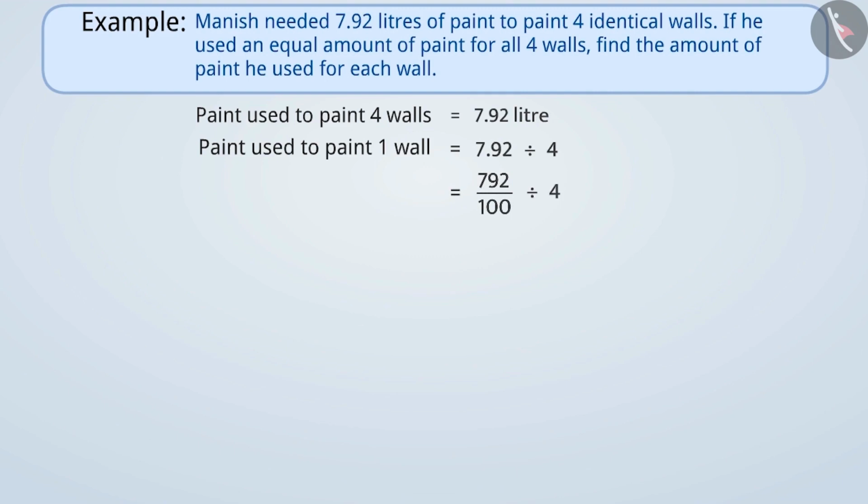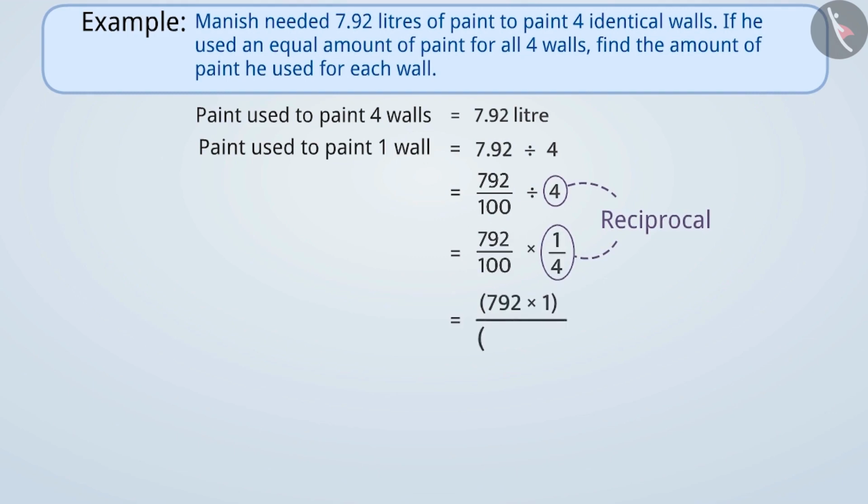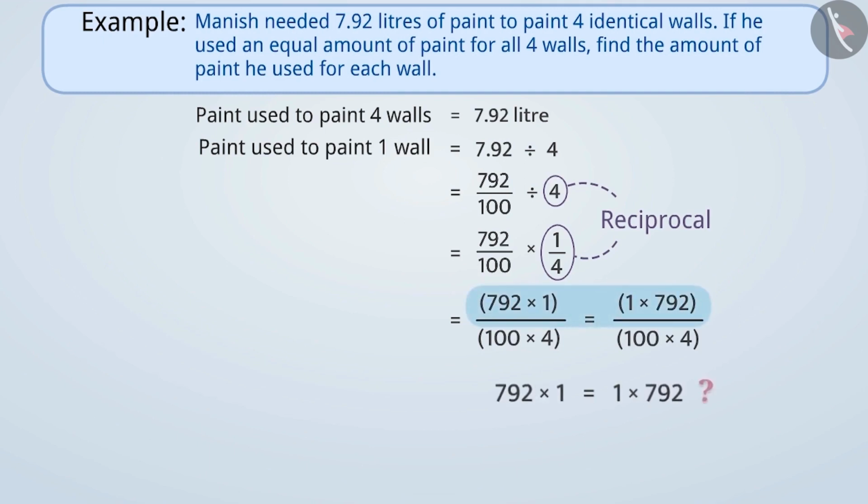To find the result of division, we will write the first number 792 by 100 as it is and multiply it by the reciprocal of the second number 4, that is 1 by 4. 792 by 100 into 1 by 4 is equal to 792 into 1 by 100 into 4. We can write this as 1 into 792 by 100 into 4. Can you tell us why we can write 792 into 1 is equal to 1 into 792? Think a little.